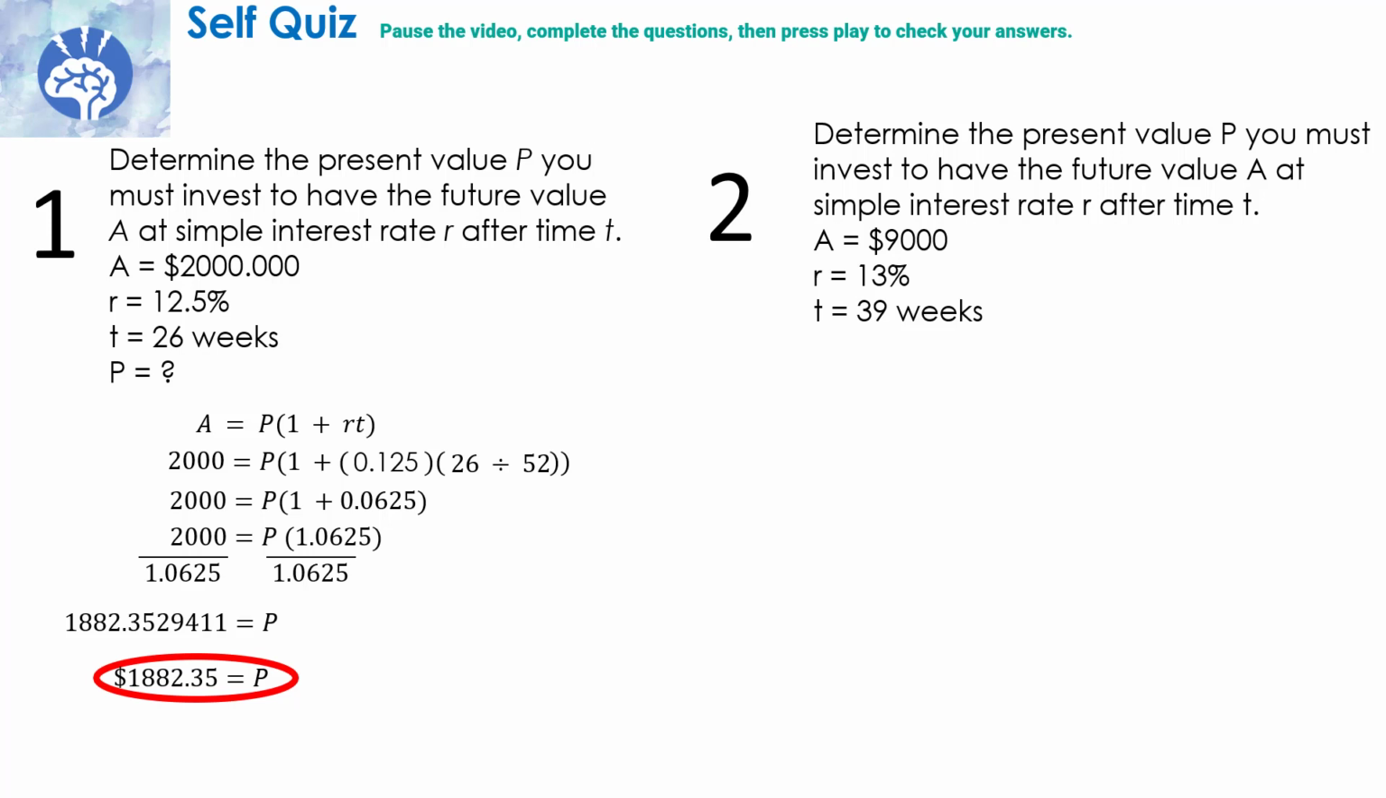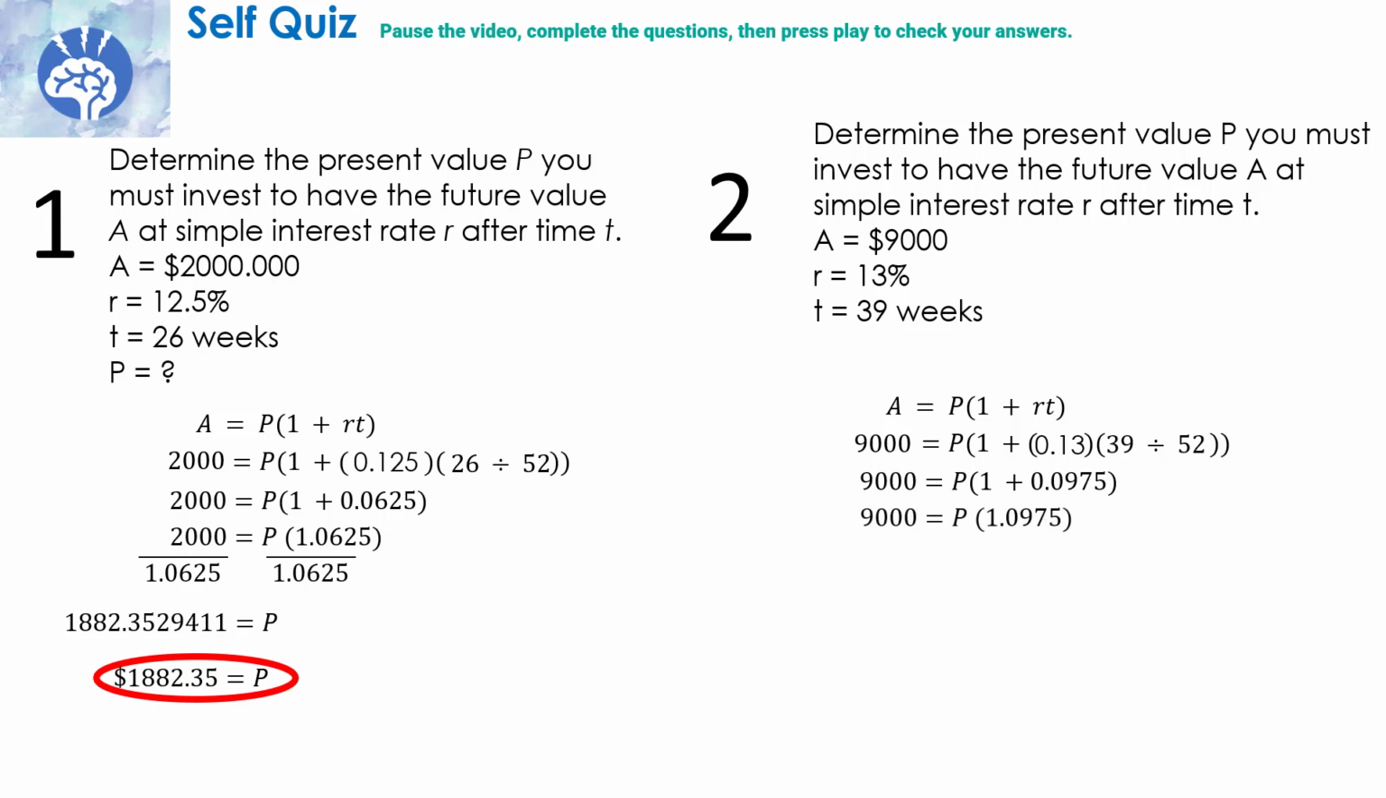Determine the present value P you must invest to have the future value A at simple interest rate R after time T. The amount we want in the end is $9,000. Our rate is 13%, and our time is 39 weeks. Let's fill in what we know. Well, we want $9,000 in the end. Our rate as a decimal is 0.13. Now 39 weeks, just like the last one, we're going to take 39 divided by 52. When we multiply 0.13 times 39 divided by 52, we end up with 0.0975. We're going to add that together, and we end up with 1.0975.